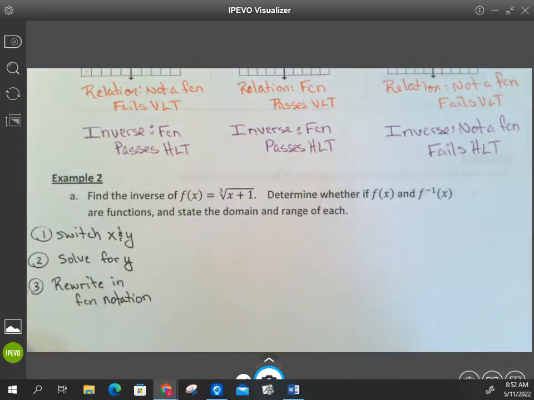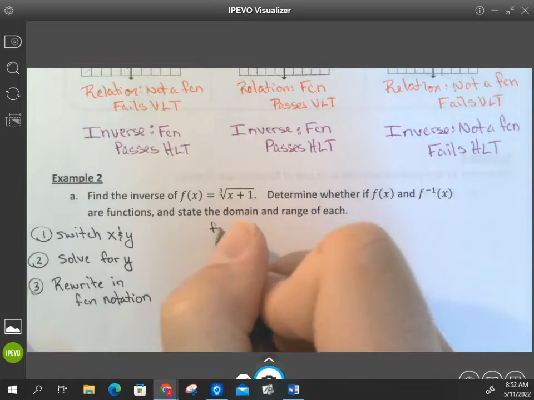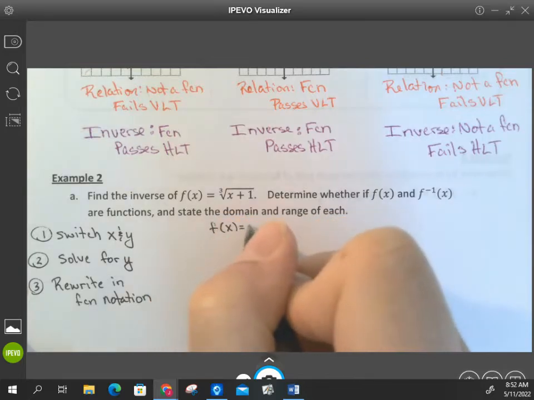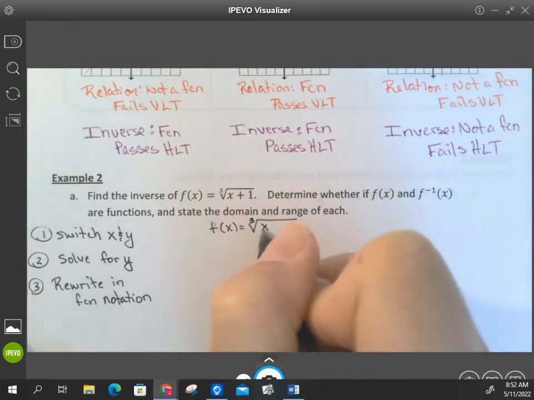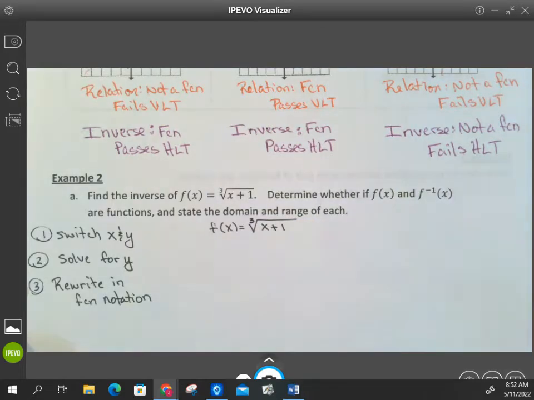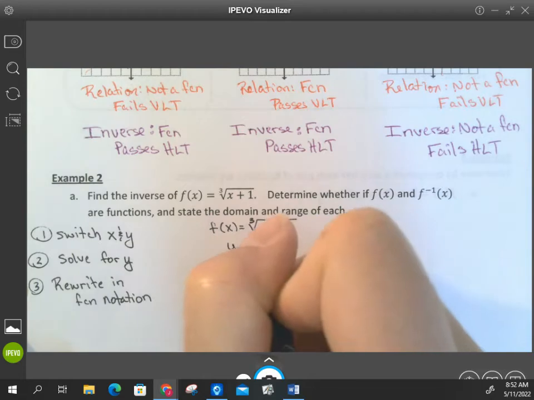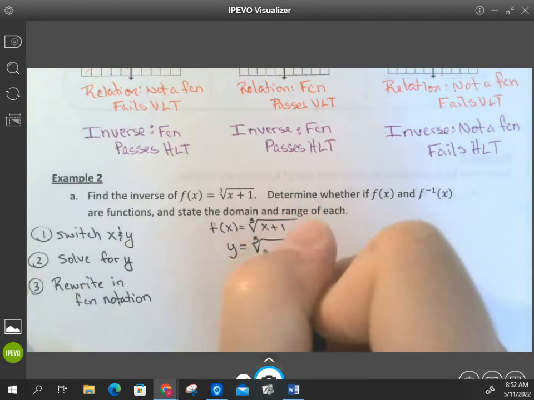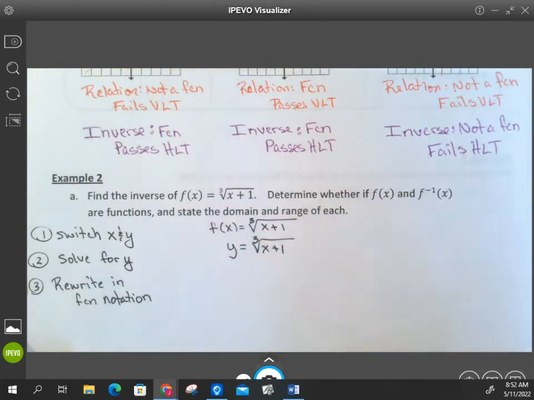So here's what I want to show you. The original function f of x equals the cube root of x plus 1. So when I say switch x and y, I do need you to remember f of x is the same as saying what? Y equals. So I'm going to break it out of function notation, and I have y equals this. Now, I know it seems weird, but we are going to break this out.